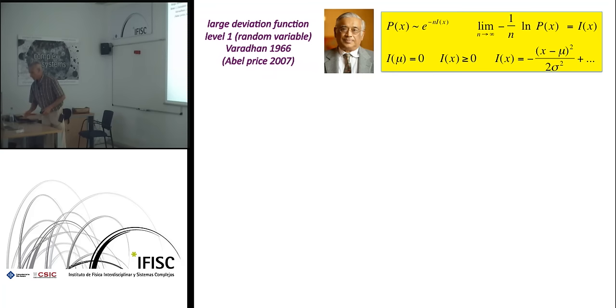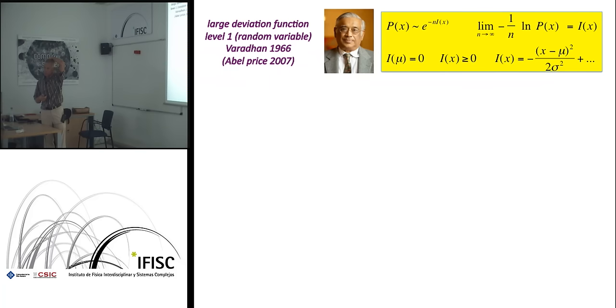Now what is surprising is this property, the fact that for large parameter values you have more than what the central limit theorem, or the Gaussian, tells you. It was first published by Varadhan in a paper in 1966, and also independently, I think, by Donsker, and they both got, in 2007, so many years later, the Abel Prize, the top prize in mathematics, for this discovery.